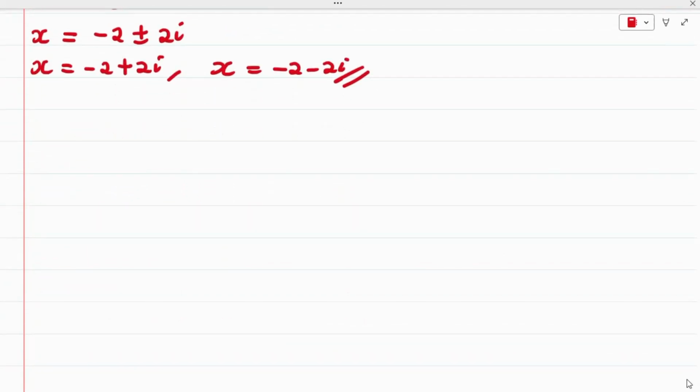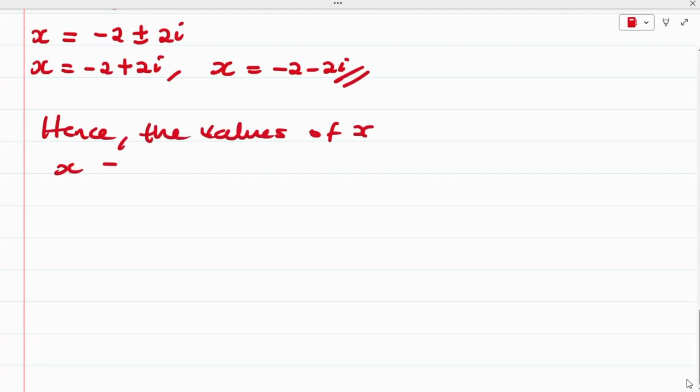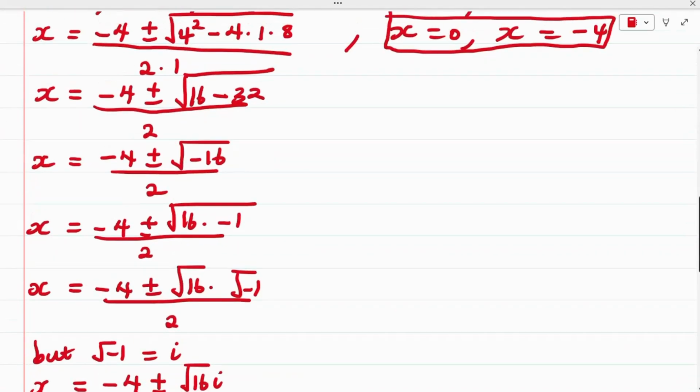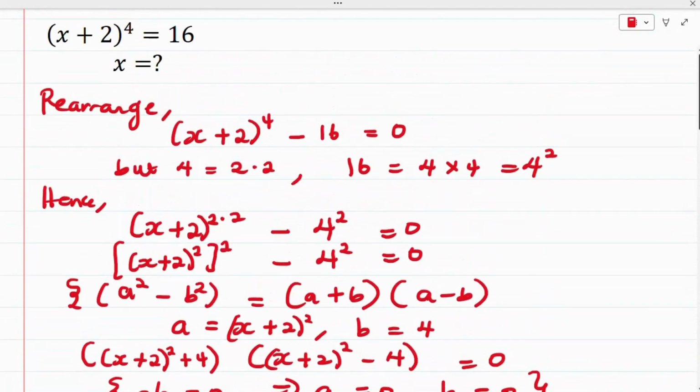So from here we're going to say hence we have the values of x to be: x is equal to 0, x is equal to minus 4, x is equal to minus 2 plus 2i, and x is equal to minus 2 minus 2i. And this becomes the values of x. So guys, we have been able to solve this nice exponent math simplification problem right here that says (x plus 2) raised to the power of 4 is equal to 16.